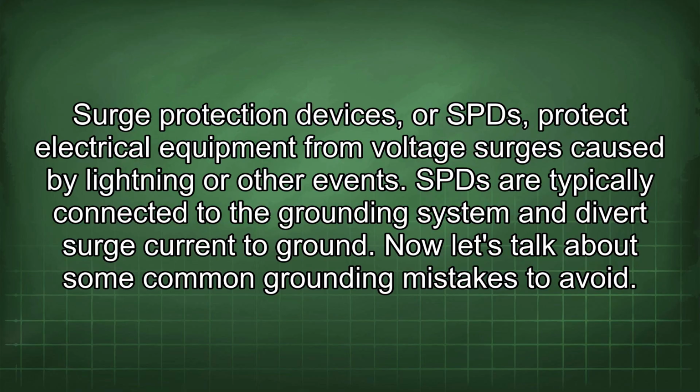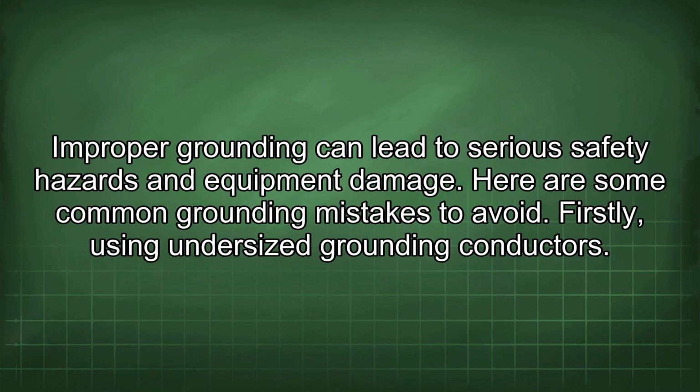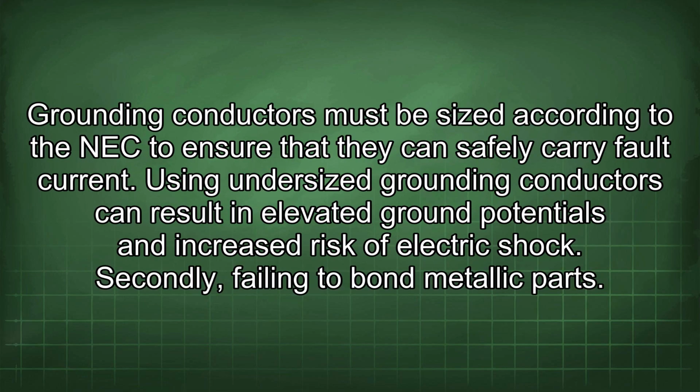Now let's talk about some common grounding mistakes to avoid. Improper grounding can lead to serious safety hazards and equipment damage. Here are some common grounding mistakes to avoid. Firstly, using undersized grounding conductors. Grounding conductors must be sized according to the NEC to ensure that they can safely carry fault current. Using undersized grounding conductors can result in elevated ground potentials and increased risk of electric shock.